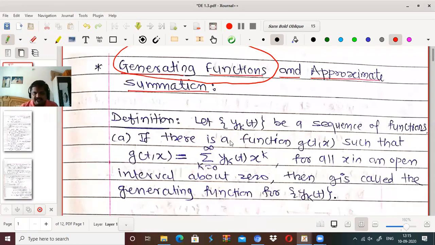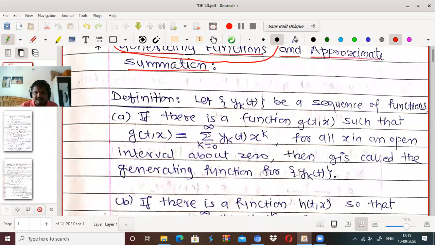Let y_k(t) be a sequence of functions. If there is a function g(t,x), which is a function of two variables t and x, such that g(t,x) is equal to the summation from k equal to 0 to infinity of y_k(t) times x to the power k, for all x in an open interval about 0, then g is called the generating function for y_k(t).